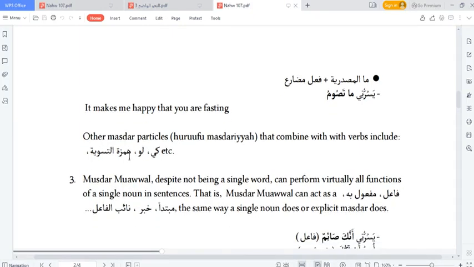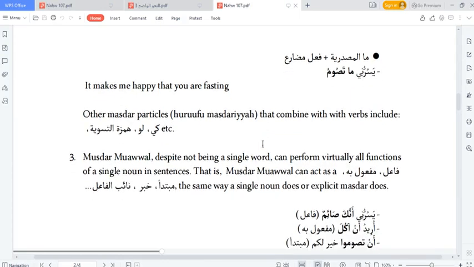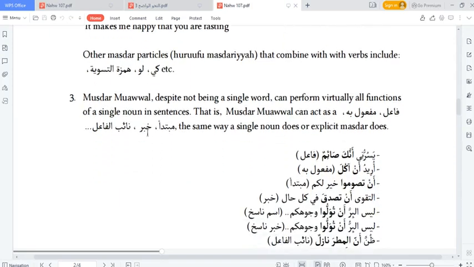So those are examples that we brought. Actually there are other masdar particles, meaning huruf masdariyya, that combine with verbs also. They include kay, law, then hamza al-taswiya. So these three also, and some other ones. Their combination with a verb will give us a masdar mu'awwal also. I hope we are following.